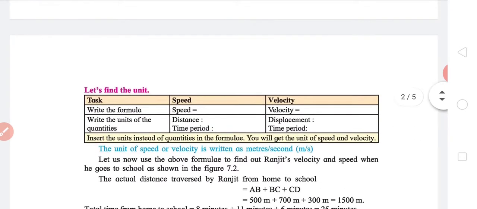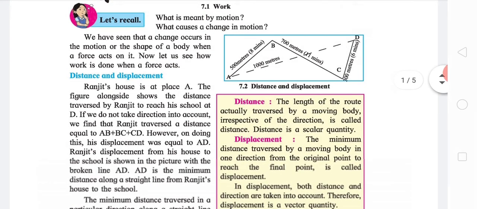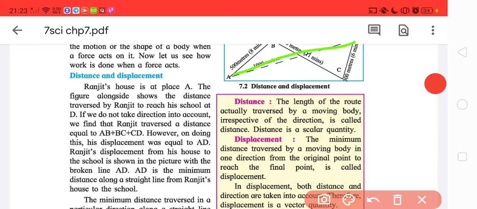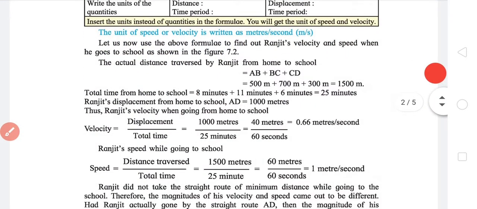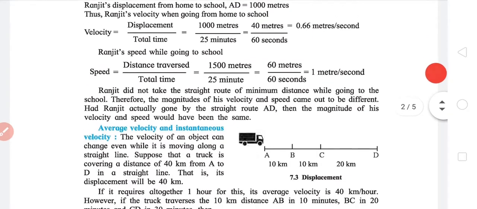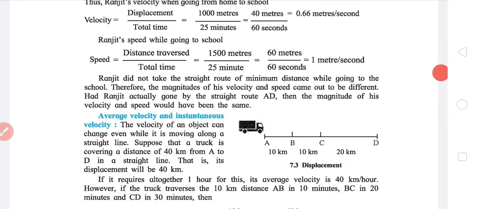Now to determine velocity, the distance AD is 1000 meters, and assuming the time is the same, it is 1000 meters by 25 minutes, which is 0.66 meters per second. So you are seeing that ideally it should have a velocity as well, a direction component as well towards D. Velocity is 0.66 meter per second towards D, basically specifying the direction as well.